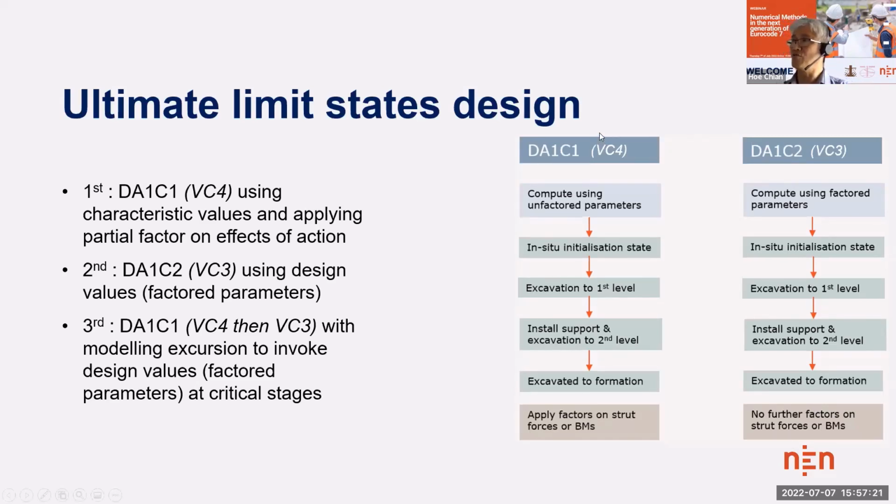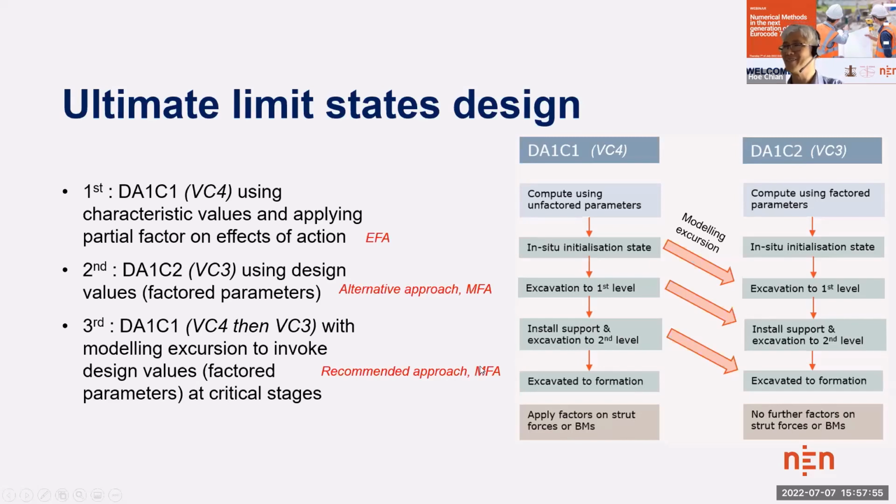The third approach is you start from combination 1, and then you take so-called modeling excursions at critical stages that you consider you want to look at the forces under material factor approach more carefully. Virtually, you switch your analysis, applying factored soil properties by taking this modeling excursion. So that is easier to explain than the complex table 8.1. Basically, this first approach is so-called EFA, the first column, and the second column is the recommended approach under material factor approach, and that is taking the modeling excursion. And the alternative approach is where you start with factored parameters and go through to the end.